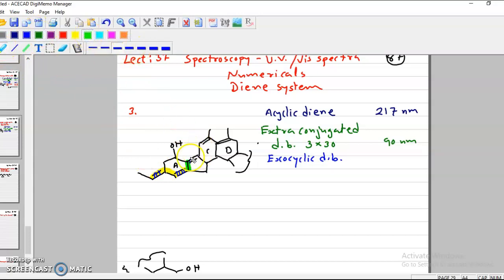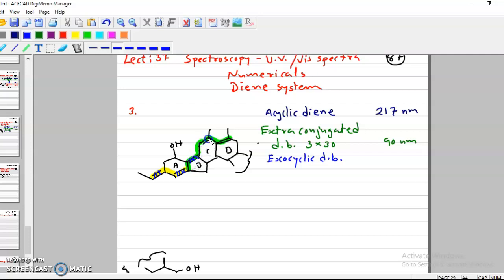This is a part of this extended system. I made a mistake over here. So here we'll see that in B ring, this double bond in B ring is exocyclic for A as well as for C. So we'll consider this one twice.